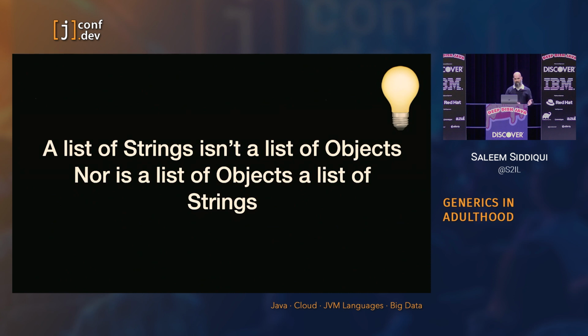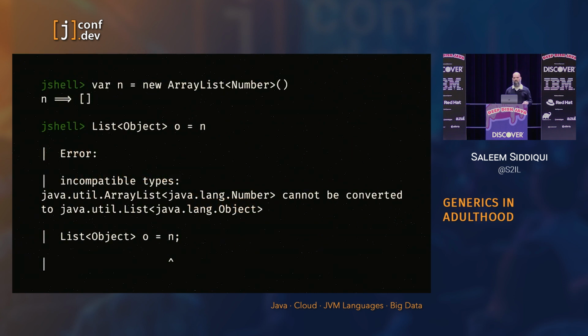A string is an object, so you assume a list of string is a list of object, but it's not. And neither the other way around. By default, they have no relationship. They're just completely different things. They're not a type of. So here's why that is a good thing.